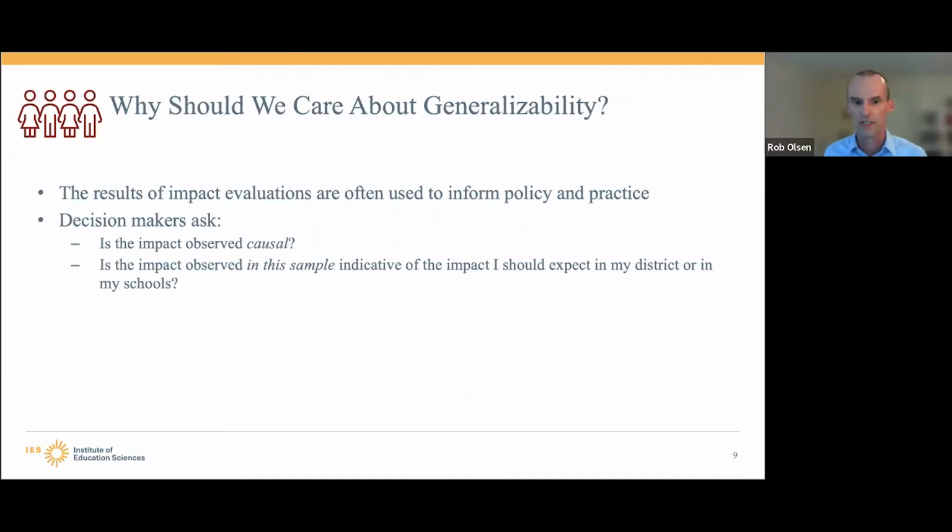But the second question is: is the impact estimate relevant to my state or district or schools? If the impact estimate reflects cause and effect, but the study is conducted in schools that are very different from the schools for which the policymaker is responsible, the evidence may not be relevant to the policymaker and the decisions that they have to make. This is the generalizability issue that we address in this guide. Next slide, please.